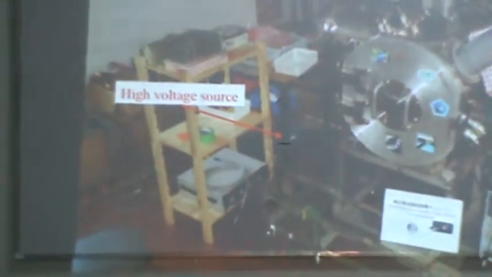Okay. And you can see here is one high voltage source, 20 kilovolt DC. And most of our experiments are run on 10 kilovolt DC.